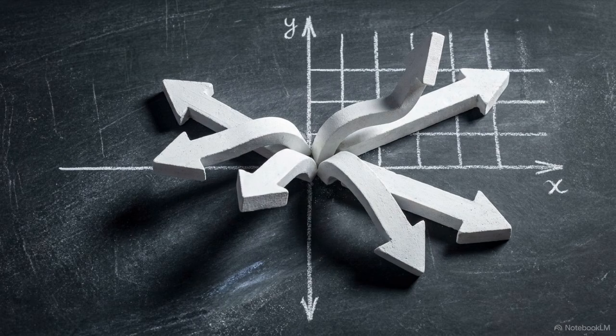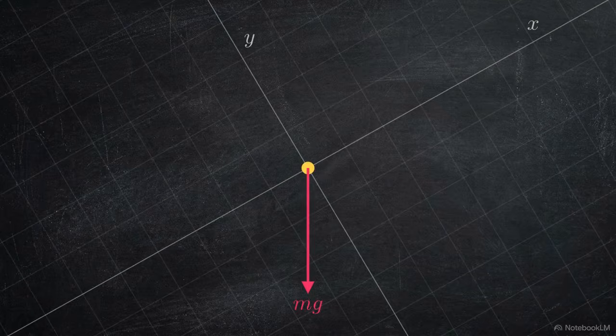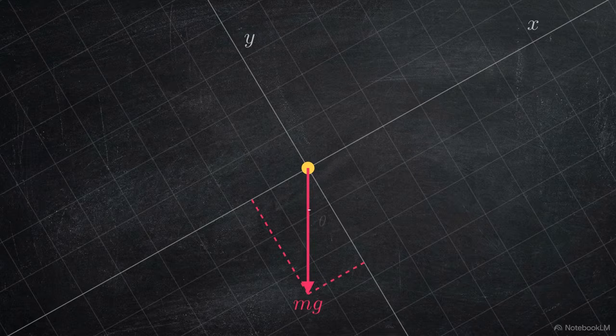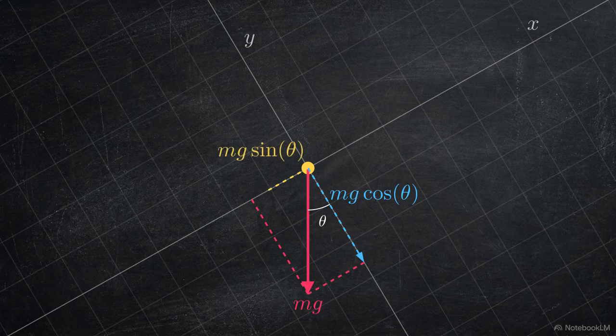To fix forces that refuse to align with the chosen coordinate axes, we use a technique called vector resolution. The rule is absolute. Any angled force must be sliced into two perpendicular components. We resolve the misaligned gravity vector by splitting it. The vertical component, mg cosine theta, presses into the ramp. The horizontal component, mg sine theta, pulls the mass straight down.